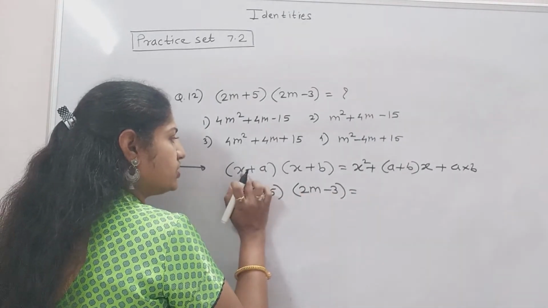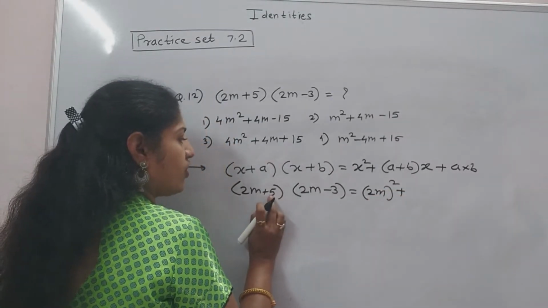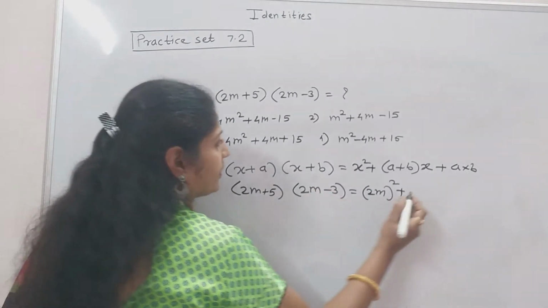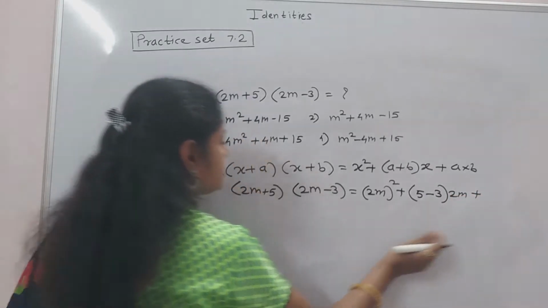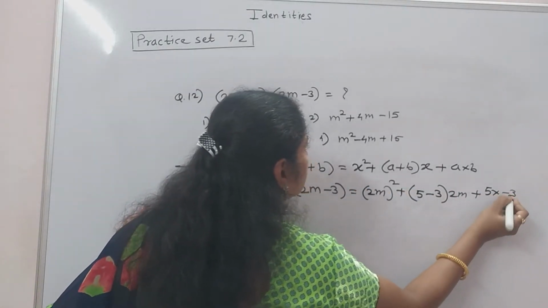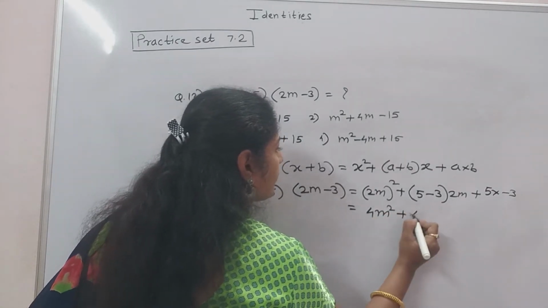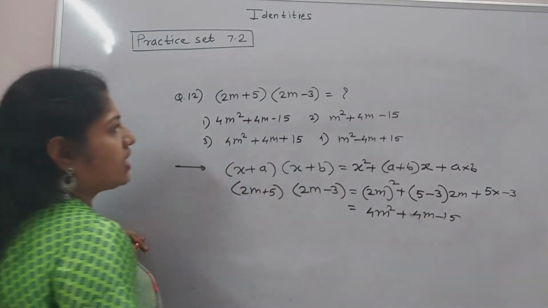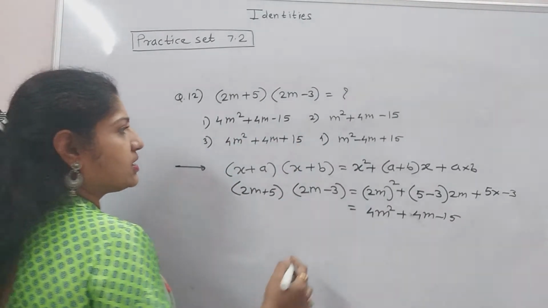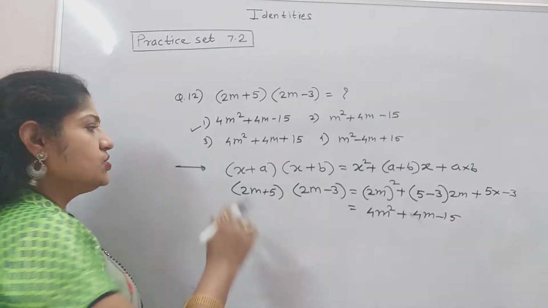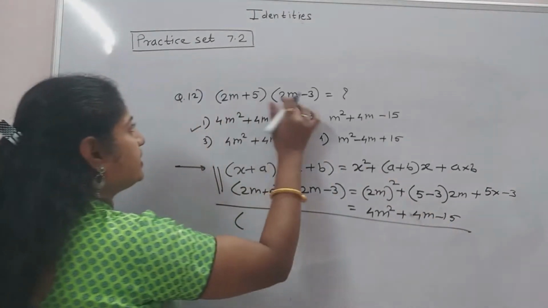2m is equal. So x equal to 2m. (2m) square plus, this is the a and this is the b, 5 minus 3, x is 2m, plus multiplication of 5 into minus 3. 4m square plus 2 into 2, 4m minus 15. So our answer is 4m square plus 4m minus 15. Answer number, option number 1. I use the formula here, but instead of the formula you can also multiply these two brackets.